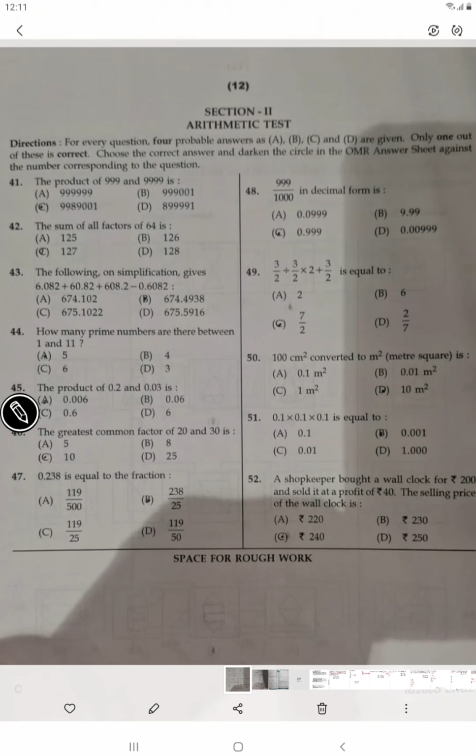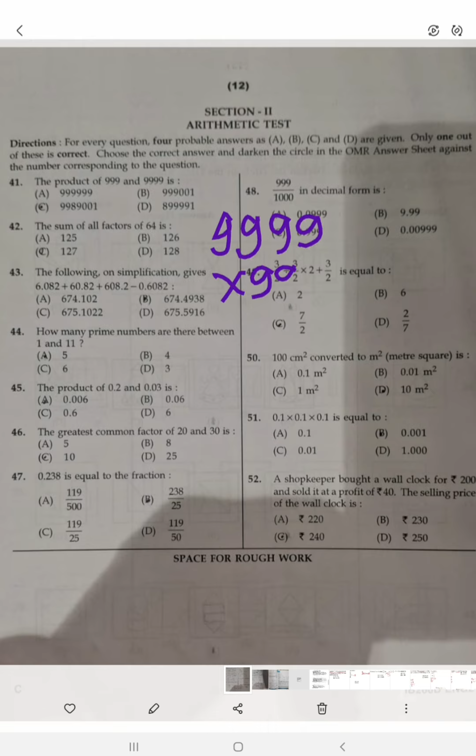Today I'm going to solve the question paper related to the JNVST entrance exam maths paper. Let us move on to question number 41. The question is, what will be the product of 999 and 9999? Let us say 9999 multiplied by 999, right?